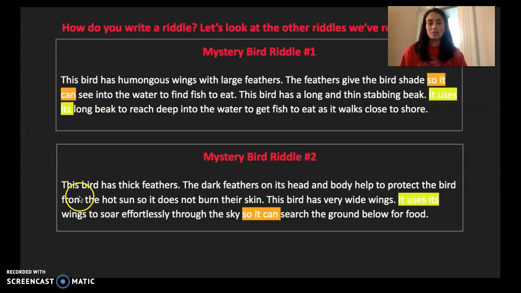The next riddle does the same. Ready? This bird has thick feathers. The dark feathers on its head and body help to protect the bird from the hot sun so it does not burn its skin. This bird has very wide wings. It uses its wings to soar effortlessly through the sky so it can search the ground below for food.